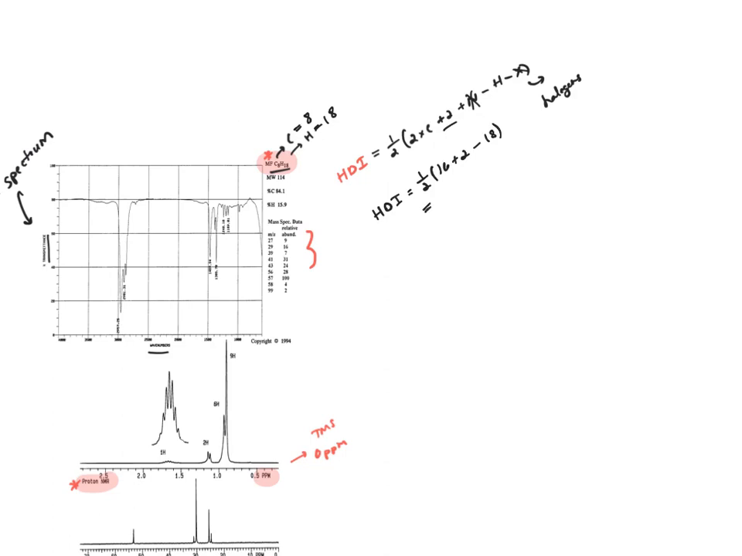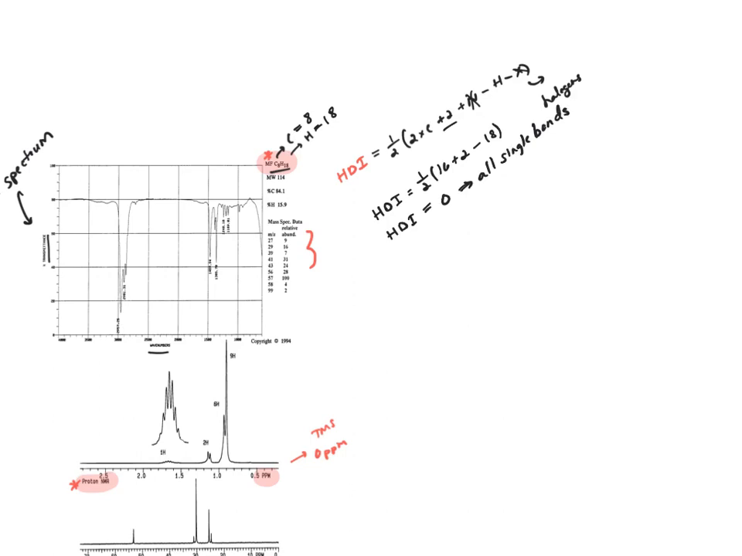1/2 of 0 is, yes, still 0, right? So an HDI equal to 0 tells us all single bonds are what make up the compound. There are no double bonds. There's no degrees of unsaturation. Everything is saturated.